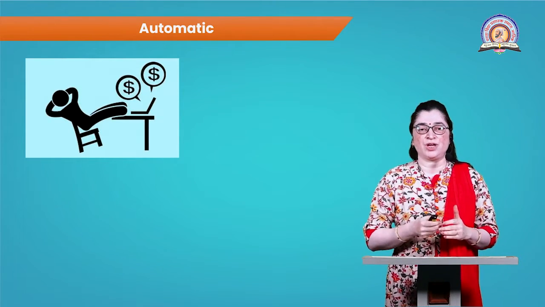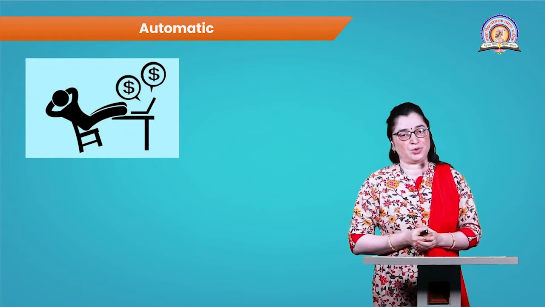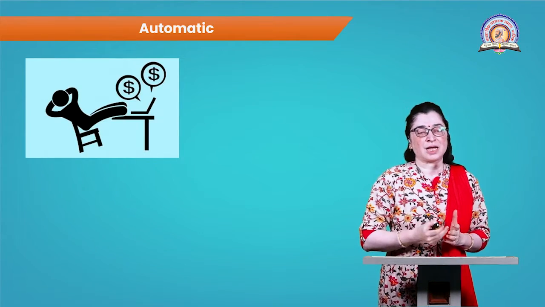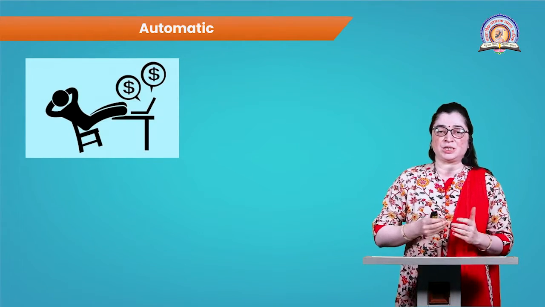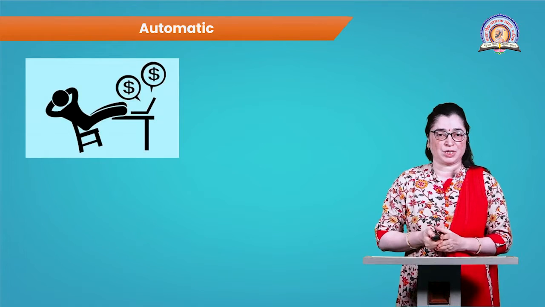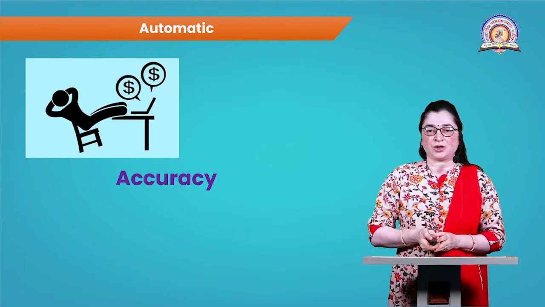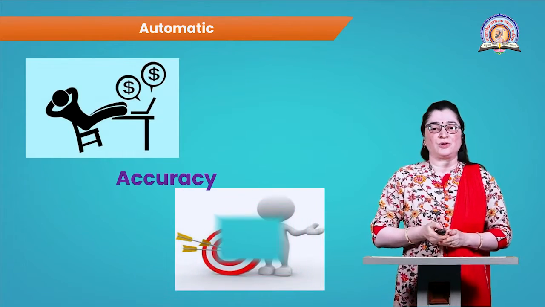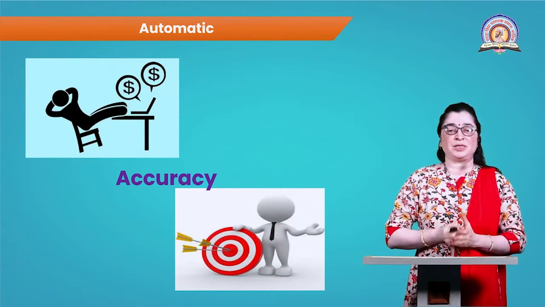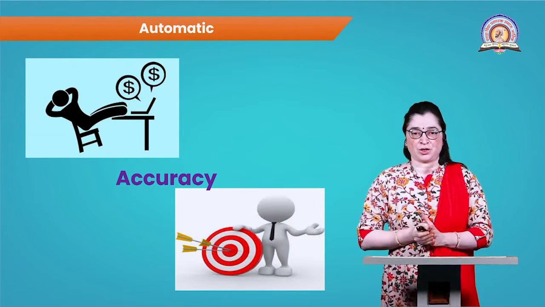The computer is an automatic device. We have to give only instructions, only commands to the computer system, and all these calculations, all these operations are performed by the computer system. Then next is accuracy.